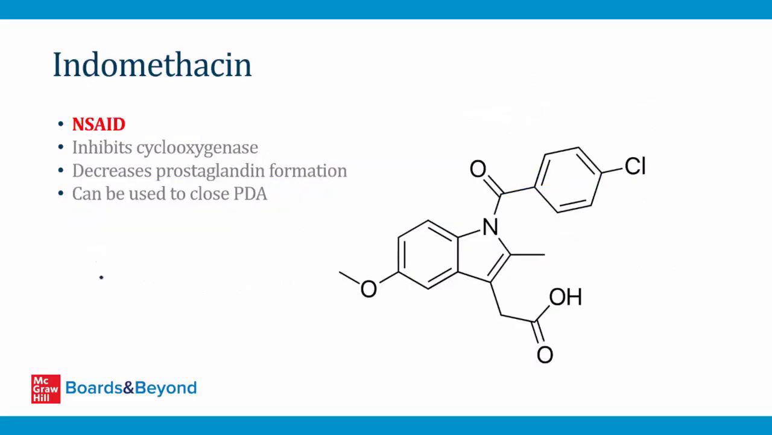And then finally, the opposite of alprostadil is indomethacin. Indomethacin is an NSAID. It inhibits cyclooxygenase, and it will drop prostaglandin formation in the baby. And so this drug can be given to close a PDA. When a newborn doesn't have the ductus arteriosus closing on its own, they can receive indomethacin, and that will often lead to closure of the shunt.